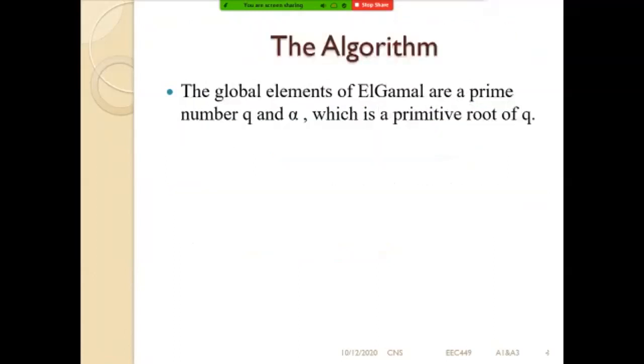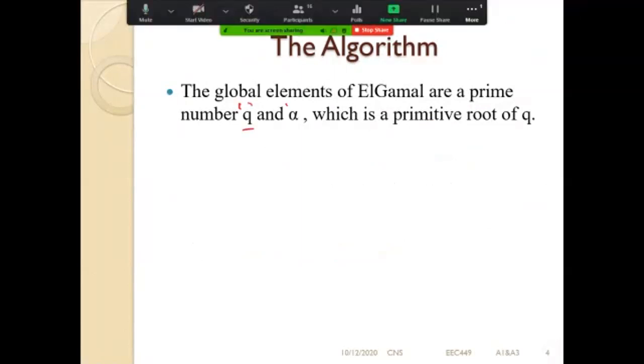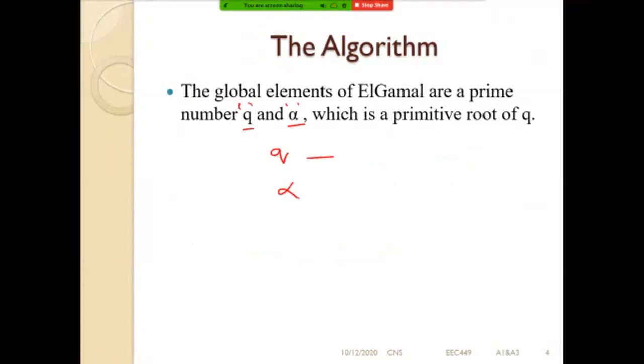Now we will see the algorithm. Please write down the steps clearly. We know in the Diffie-Hellman key exchange, the global numbers are Q and alpha. Please tell me what is Q and what is alpha. Alpha is a primitive root of Q. But what is Q? It is already written: it's a prime number. So Q is a prime number, and alpha is a primitive root of this prime number Q.